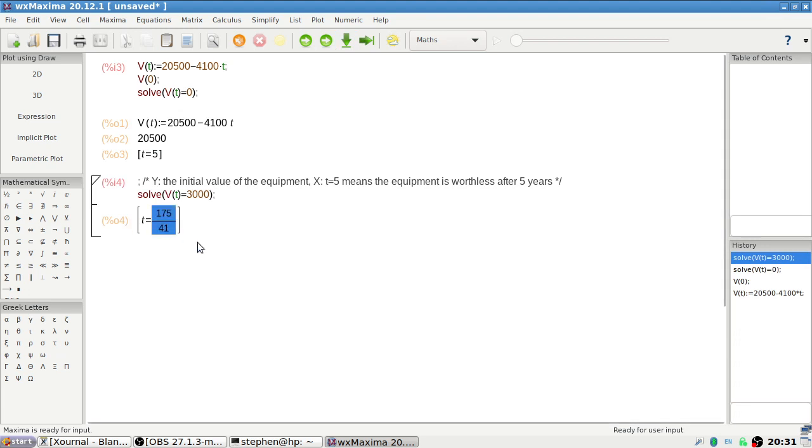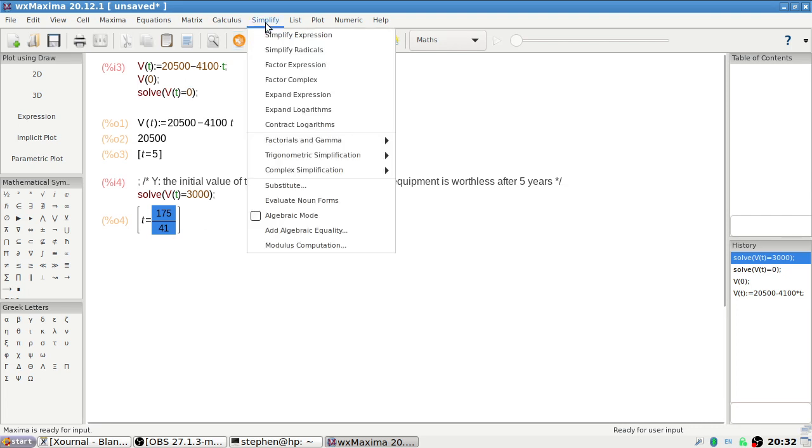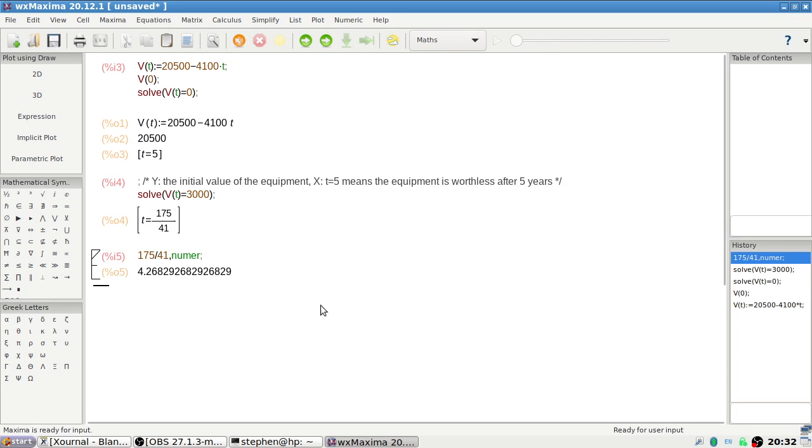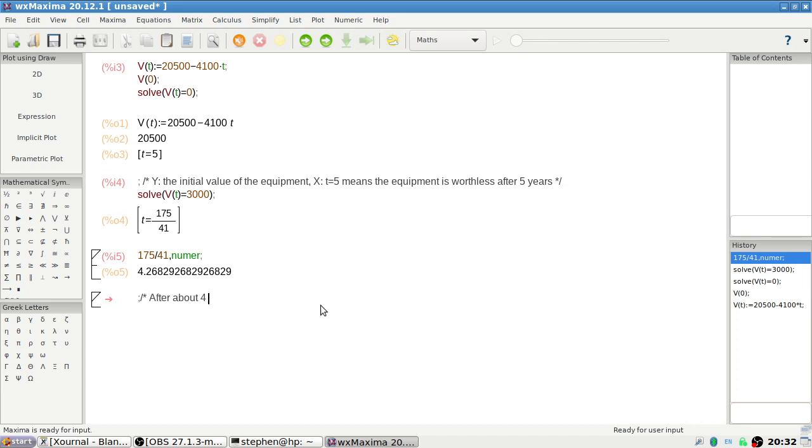175 over 41. Can I approximate that? I forget how to do this now. To numeric. There we go. Okay. After about 4 years and a quarter of a year, 3 months.